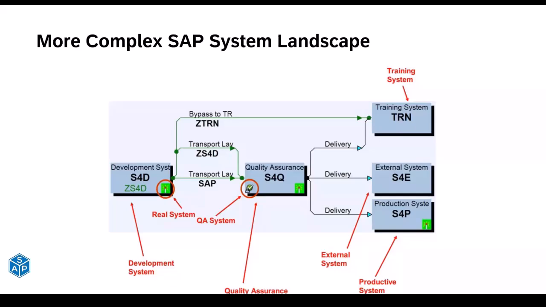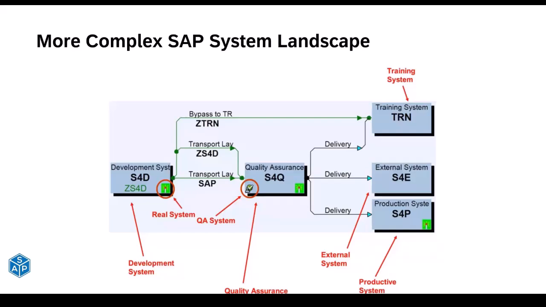So, whenever we have a system setup, either a three system landscape or more than three system landscape, the transport layer from development to quality should always consist of the Z and standard layer. It is normal, it is standard. Okay, now I understand that.